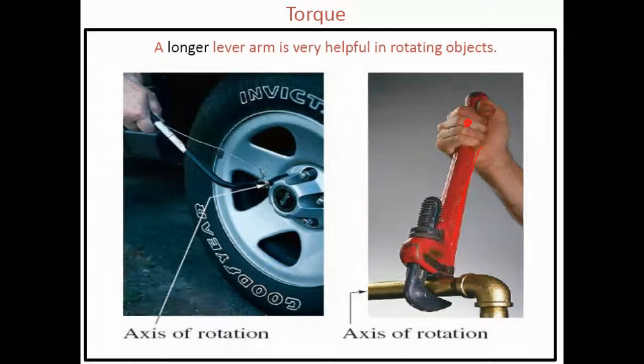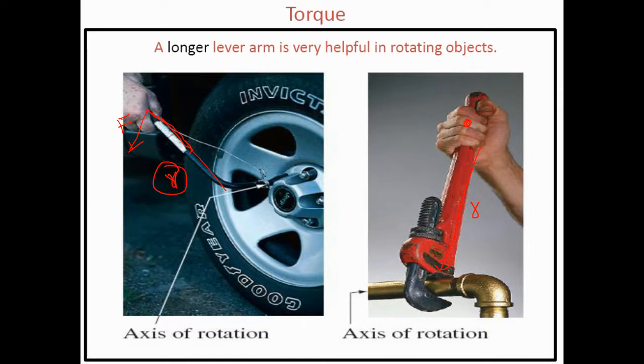And what is the axis of rotation? My axis of rotation is here, and R is the distance from it. Likewise, if you want to remove the tire, this is your axis of rotation, so this is your R value. And here you are going to apply the force perpendicular. So my force perpendicular is exactly applicable for the R value.